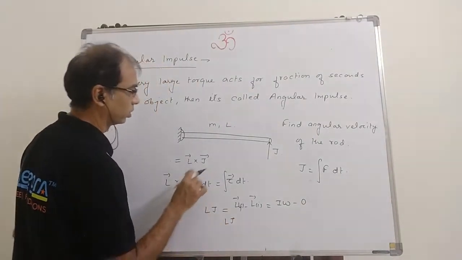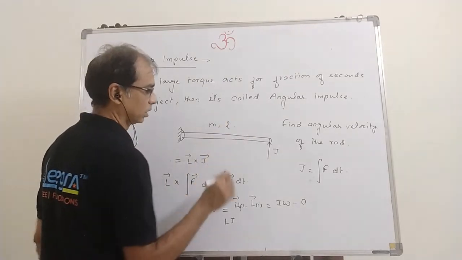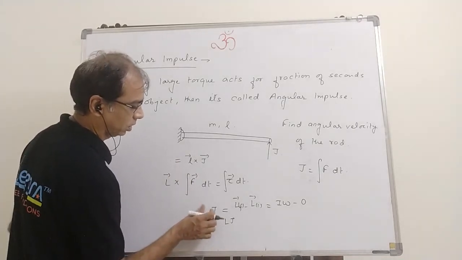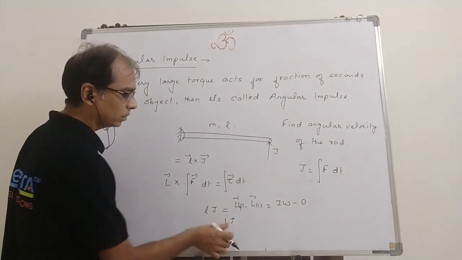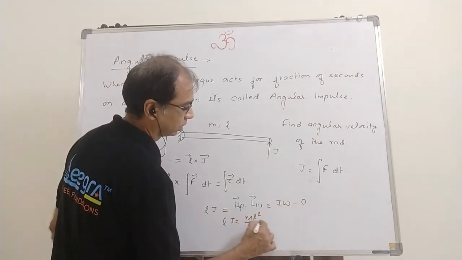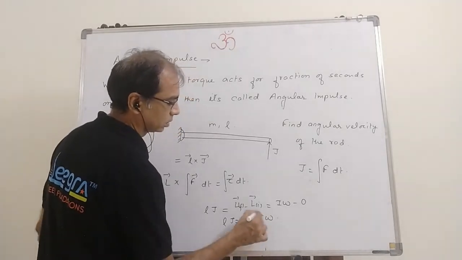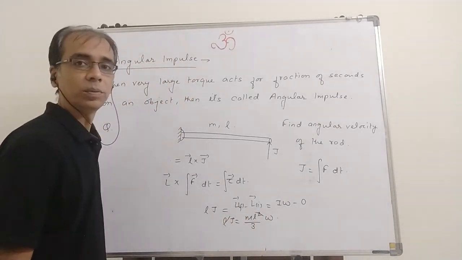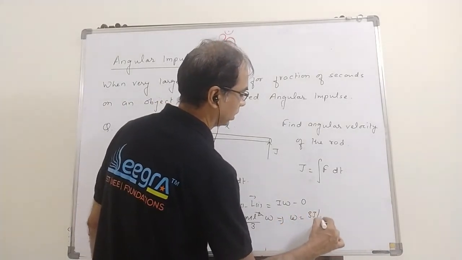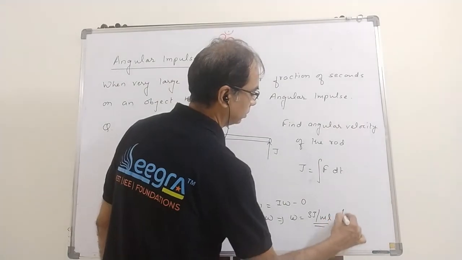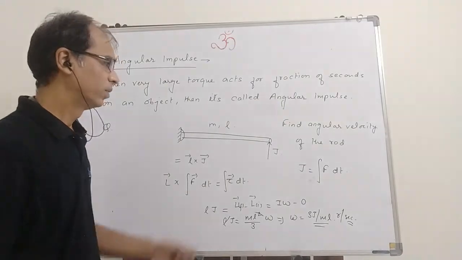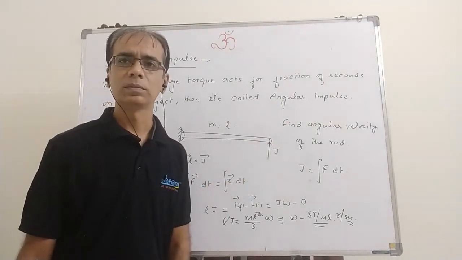This l is actually length. Better is to make it small, because then you will not be confused with the angular momentum that we are using. So l into J is equal to I omega. What is I? ml square by 3 into omega. So this l and this l get cancelled. We got the omega value, which is 3J by ml. That's it. If they give certain values, we'll use those values.